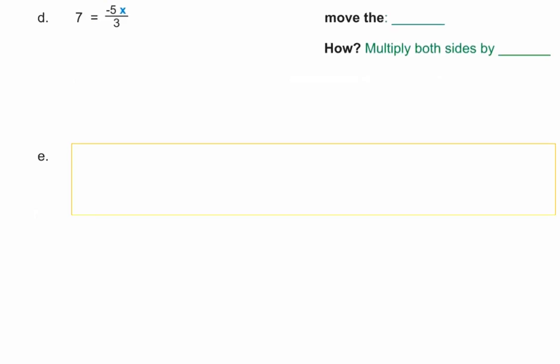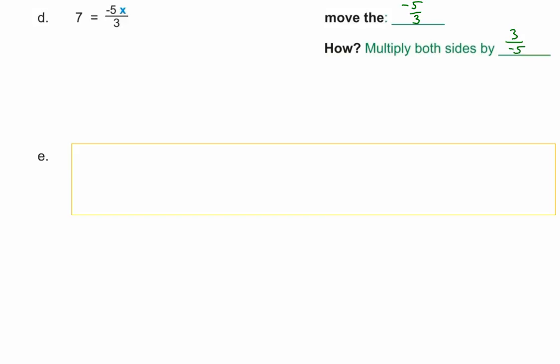All right, so look at D. So again, you look at D and your first decision is, all right, what is multiplied times the variable? And I hope you say a negative 5/3. That's what's multiplied times the variable. Therefore, I have to multiply both sides by the reciprocal, which is what? And I hope you're thinking 3 over negative 5. All right, make sure you're thinking.